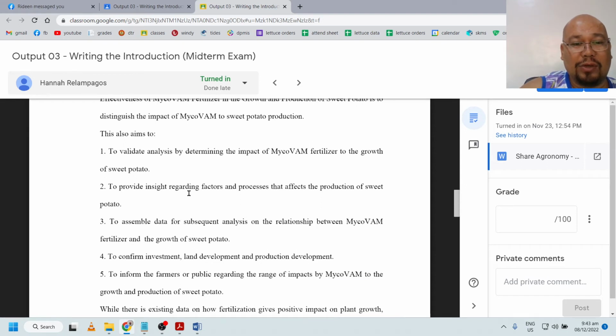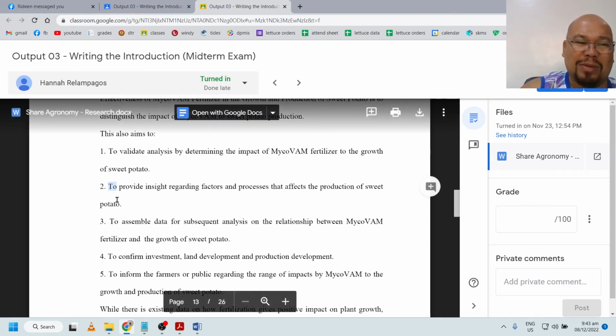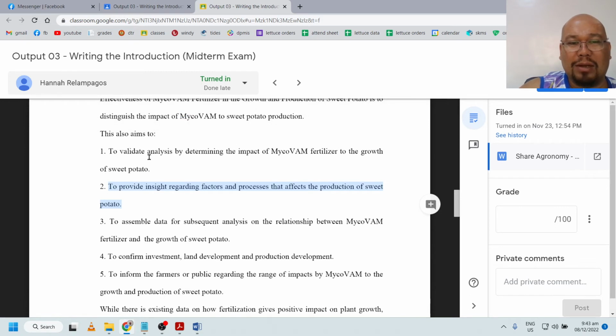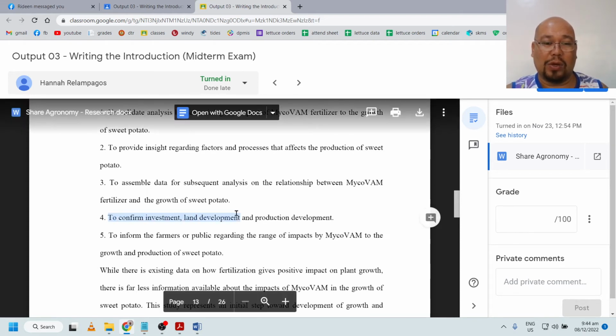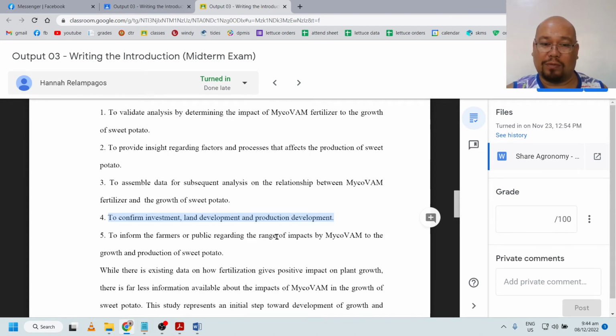Provide insight regarding factors and process that affects the production of sweet potato. Medyo layo na ni siya. Kini na ako'y idea gamay pero libog ka, you're using too many verbs diya, no? To assemble data for subsequent analysis on the relationship between Mycovam fertilizer. What's the point of assembling data? Analysis? Well, no. Confirm investment, land development, production development, layo na kayo ni. Okay? So muna, careful kayo ta sa pag-formulate sa itong objectives.